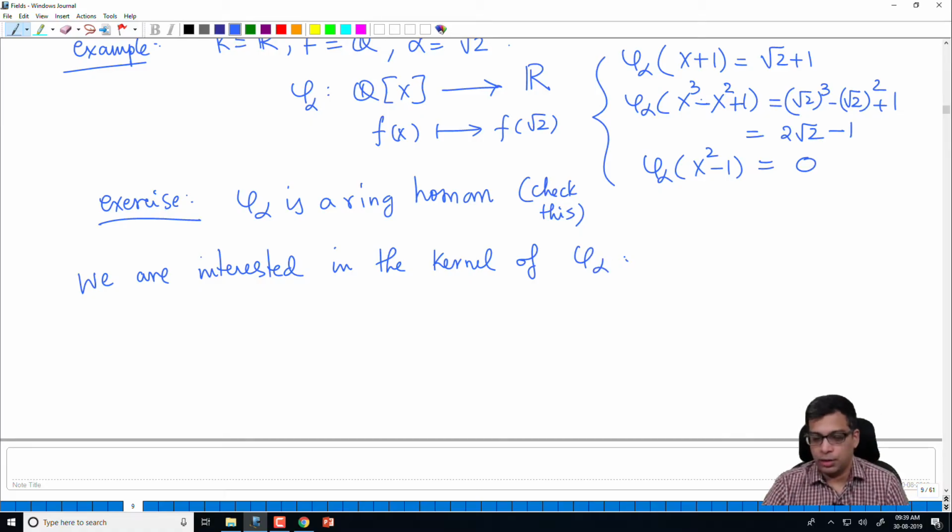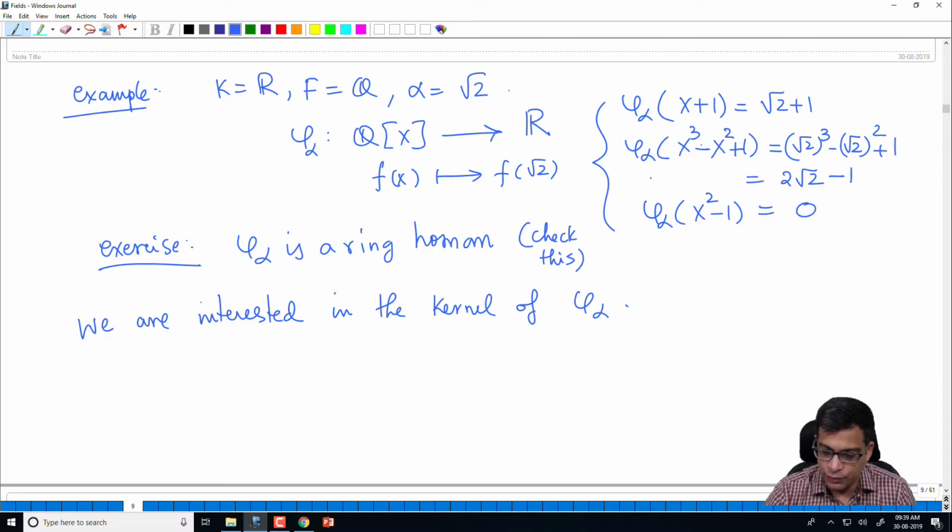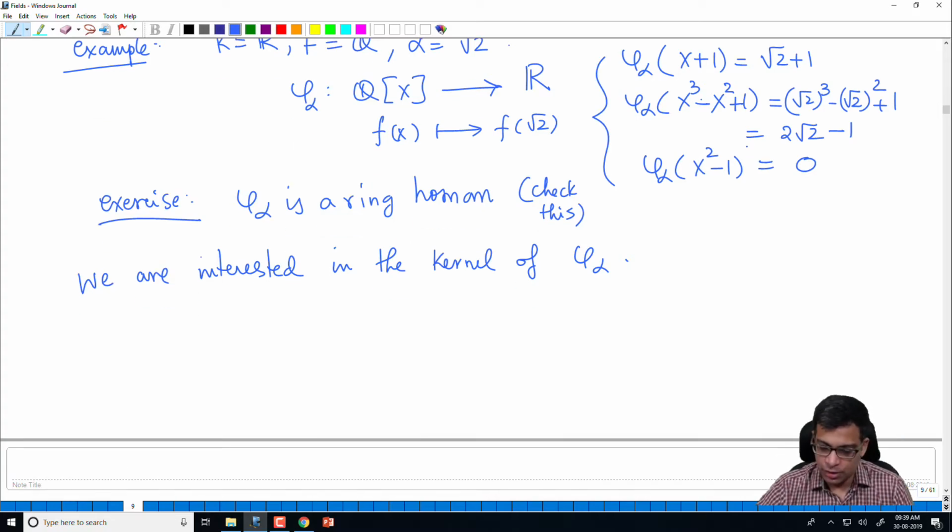Right? In this example, if you see x squared minus 1 is in the kernel, what is the kernel of a ring homomorphism? Things that map to 0. So x squared minus 1 goes to 0, but x cubed minus x squared plus 1 and x plus 1 are not in the kernel. What is the kernel? So kernel of phi alpha is all polynomials.